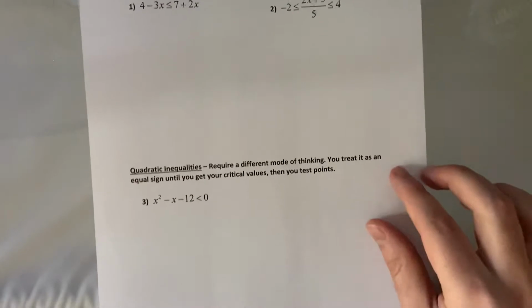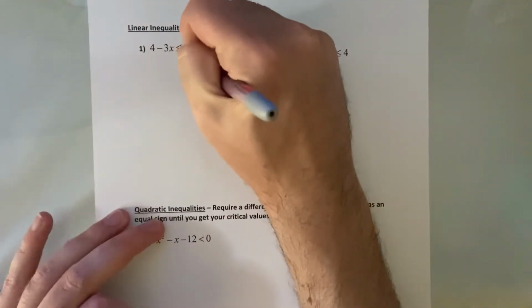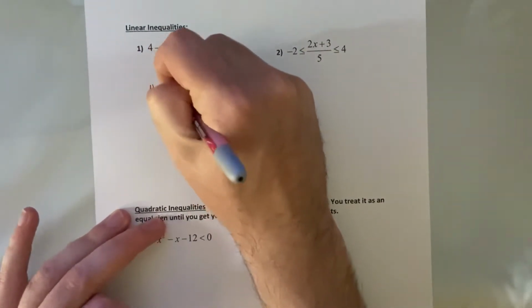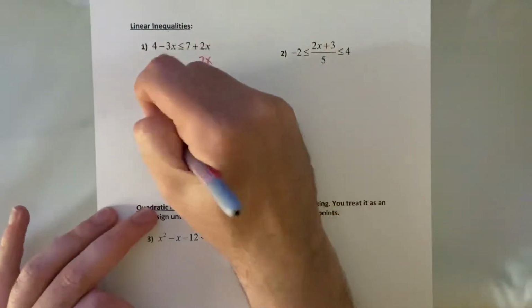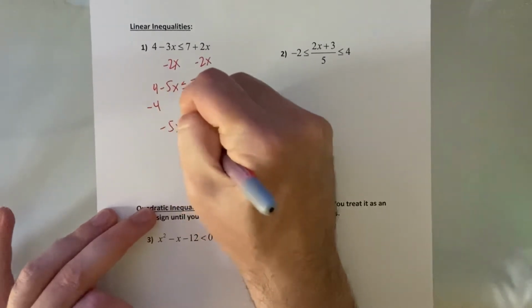So linear inequalities, 4 minus 3x is less than or equal to 7 plus 2x. So we solve them exactly like linear equations. So we move our x's to one side. So 4 minus 5x is less than or equal to 7. Subtraction doesn't do anything. Again, subtract 4. Negative 5x is less than or equal to 3.